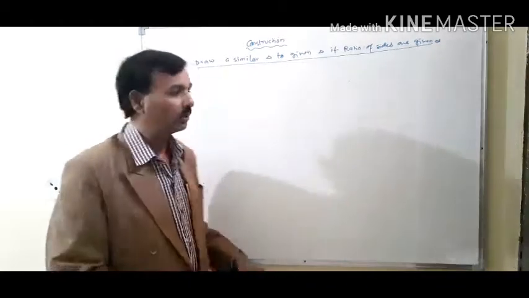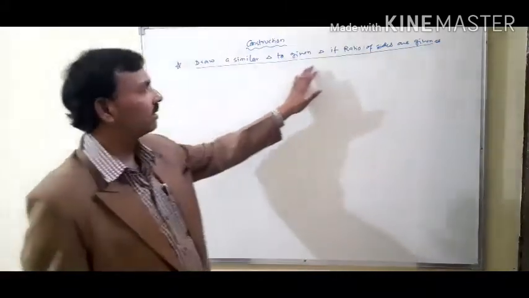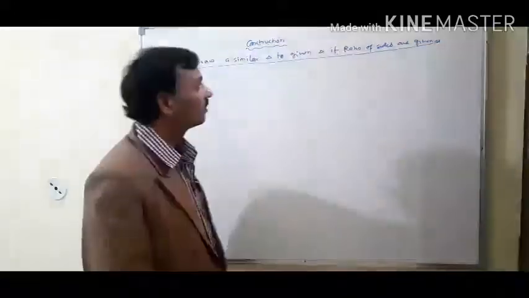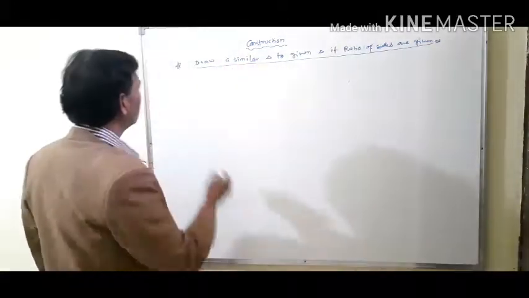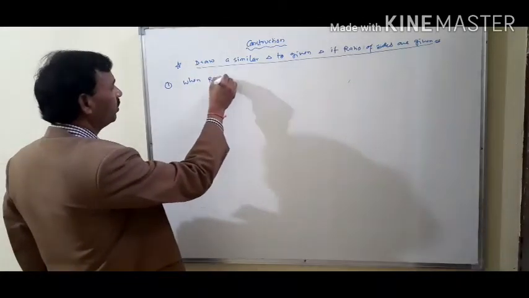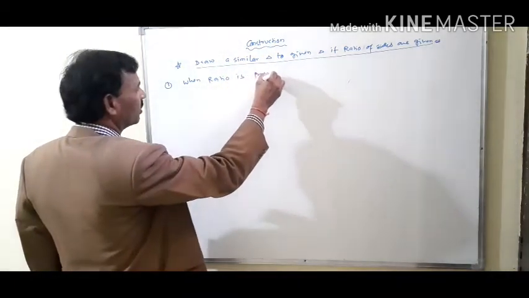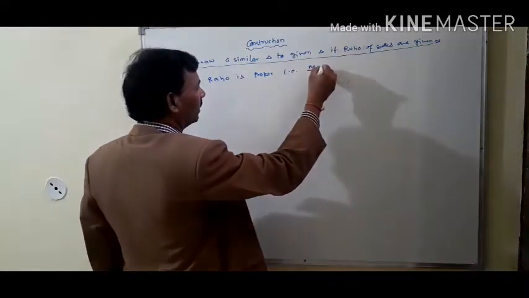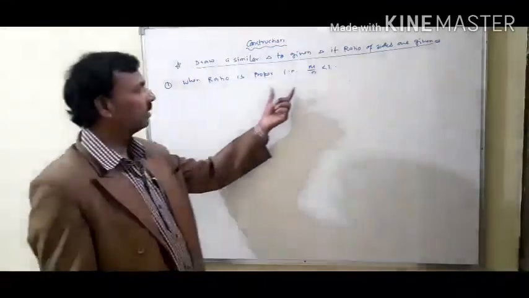Hello students, in this video we will discuss how to draw a similar triangle to the given triangle when the ratio of sides is given. There are two types of questions that arise in this topic. First question is when the ratio is proper, that is m upon n is less than 1. How to draw the similar triangle?